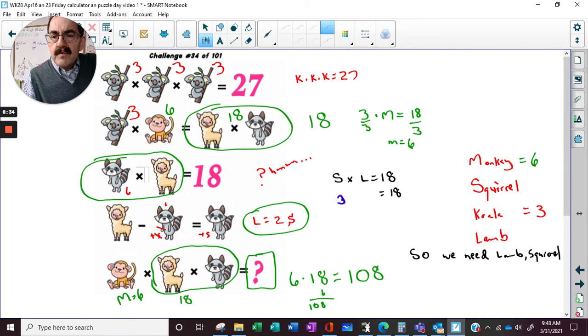3 for the squirrel. 6 for the lamb. 6 minus 3 is 3. 6.